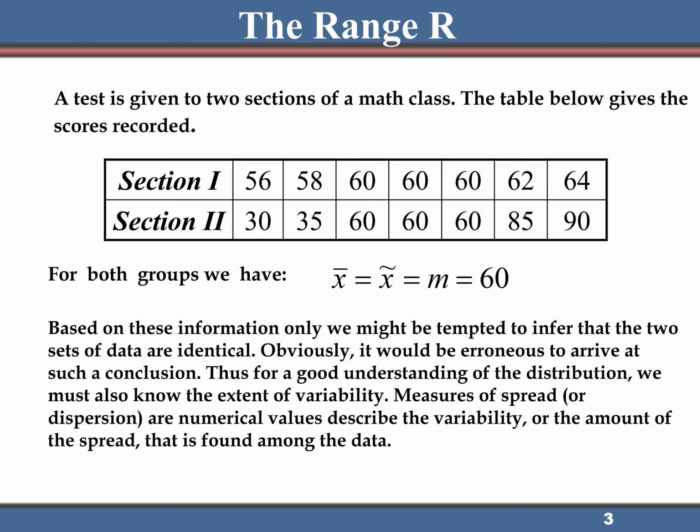Suppose that a test was given in two sections of a math course. The scores of students are given in the table. It is easy to calculate for both sections. The mean, the median, and the mode are equal. The common value is 60 points. This information may suggest that the two sets of data are identical. Of course, this is not the case. This tells us that we need other types of measurements to have a good understanding of the distribution of the data.